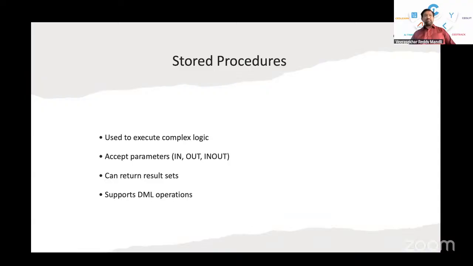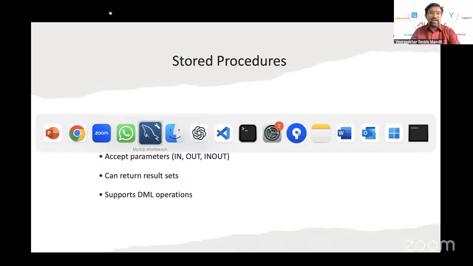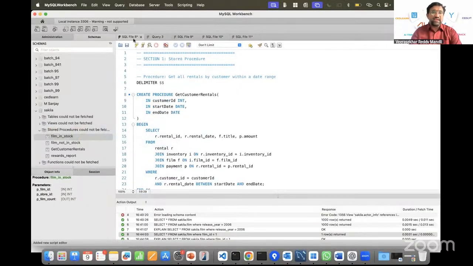So let me try to show you one example here. Let's take this. First, a stored procedure is being created here. What we are trying to say is: get all rentals by customer within the date range. Because in a view, I cannot give any input. For views, I cannot give any input.